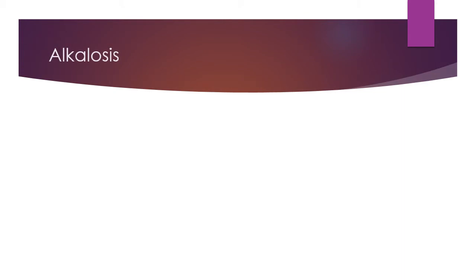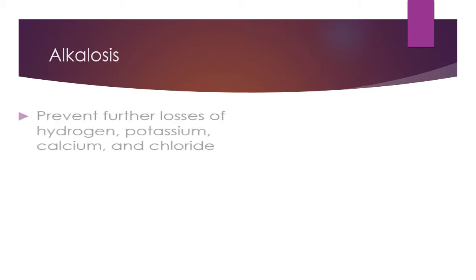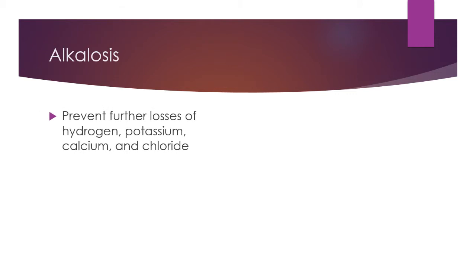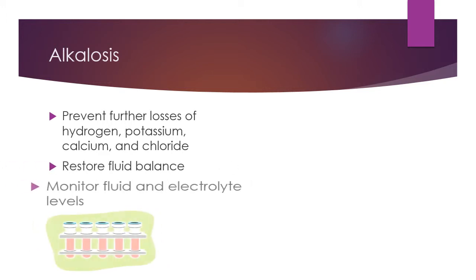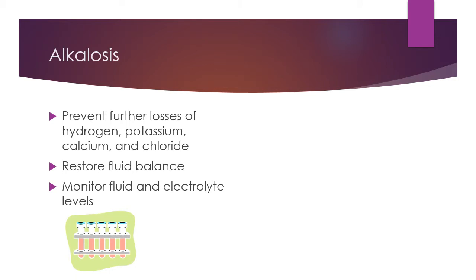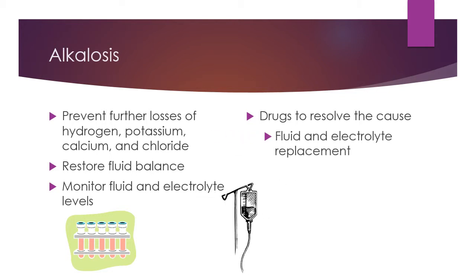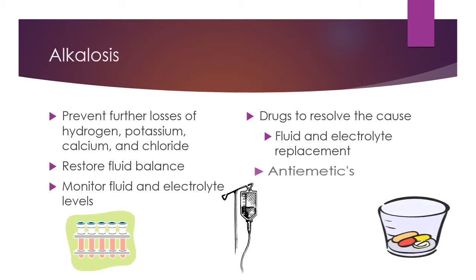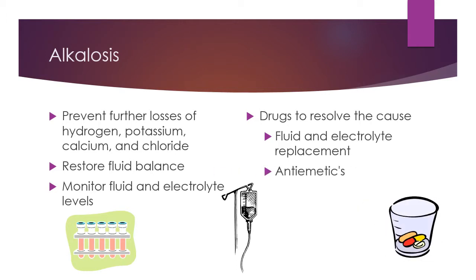So our collaborative care for alkalosis is going to include to prevent further losses of hydrogen, potassium, calcium, and chloride, restore fluid balance, monitor fluid and electrolyte levels, and medications that can be used to resolve the causes are fluid and electrolyte replacement and antiemetics.